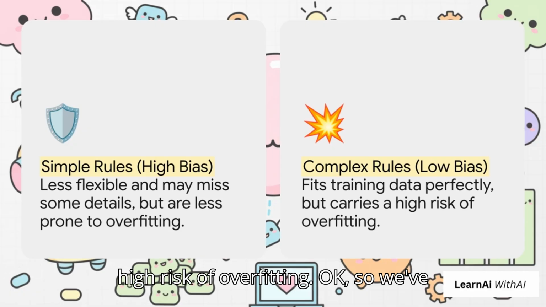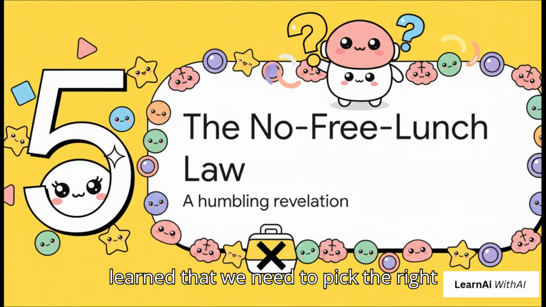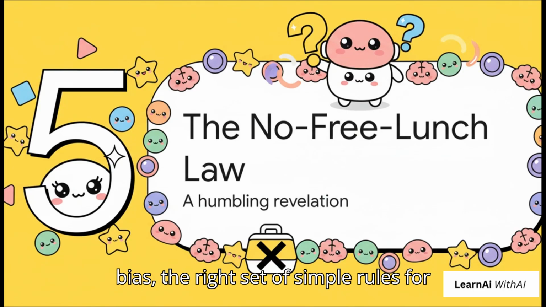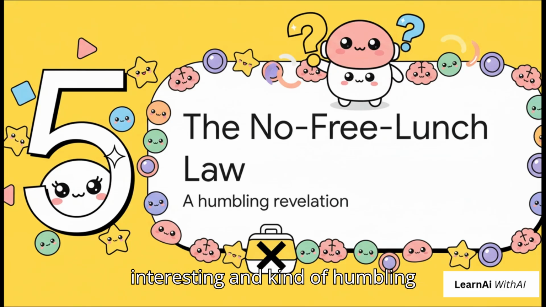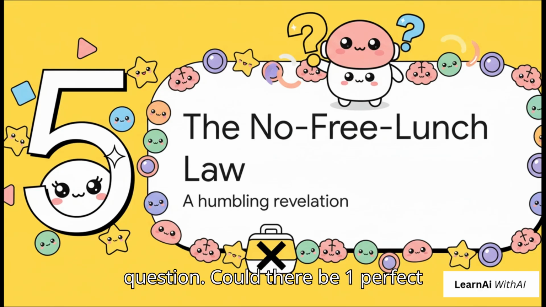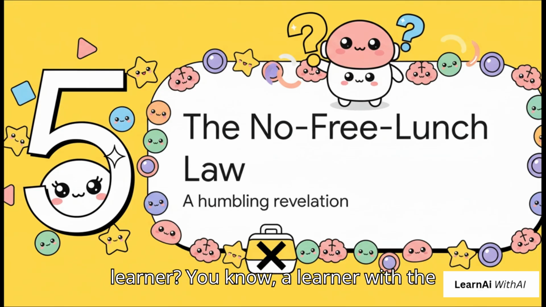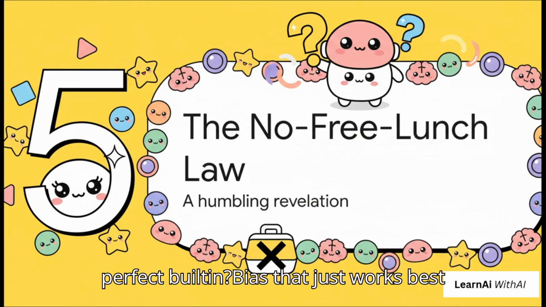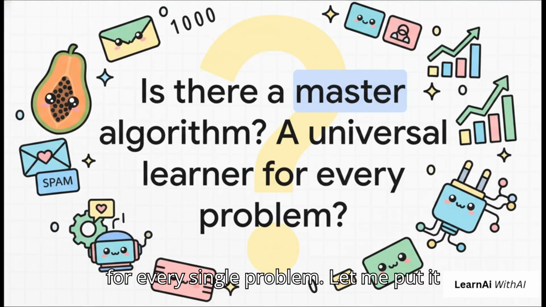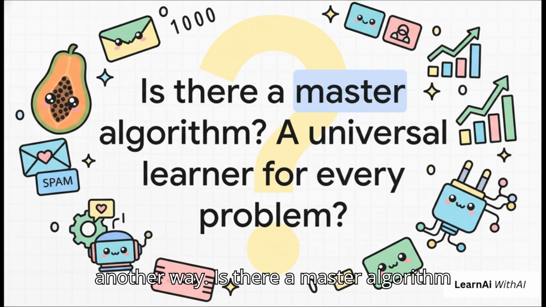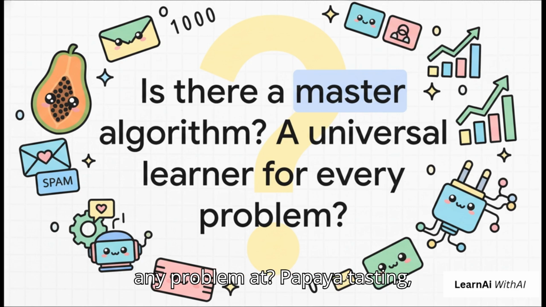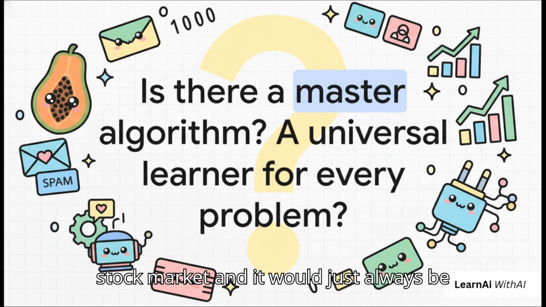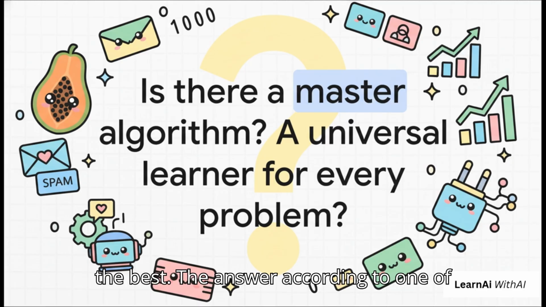Okay, so we've learned that we need to pick the right bias, the right set of simple rules for our problem. But that leads to a really interesting and kind of humbling question. Could there be one perfect learner? You know, a learner with the perfect built-in bias that just works best for every single problem? Let me put it another way. Is there a master algorithm out there? Could we design one single universal learner that you could throw any problem at, papaya tasting, filtering spam emails, predicting the stock market, and it would just always be the best?